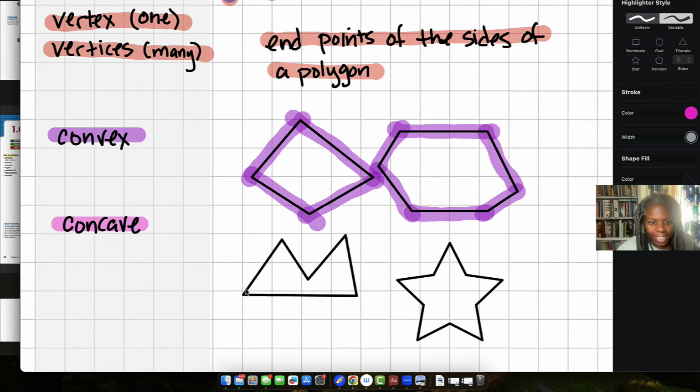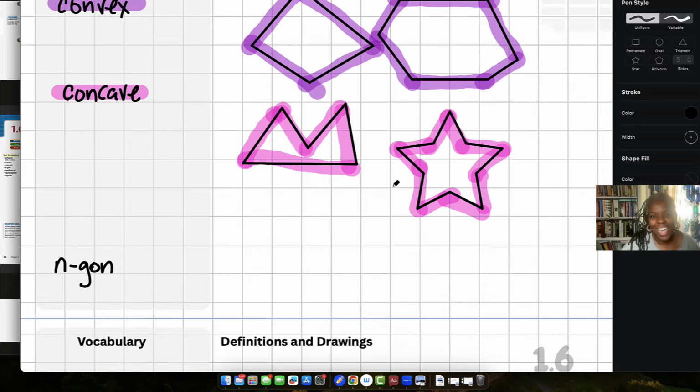Concave is going to look like this. Notice that if I were to continue the side of these particular polygons, it cuts to the interior of the polygon. So concave looks like this. When I think about concave, I almost think like you can go in to the polygon kind of like a cave. Concave.